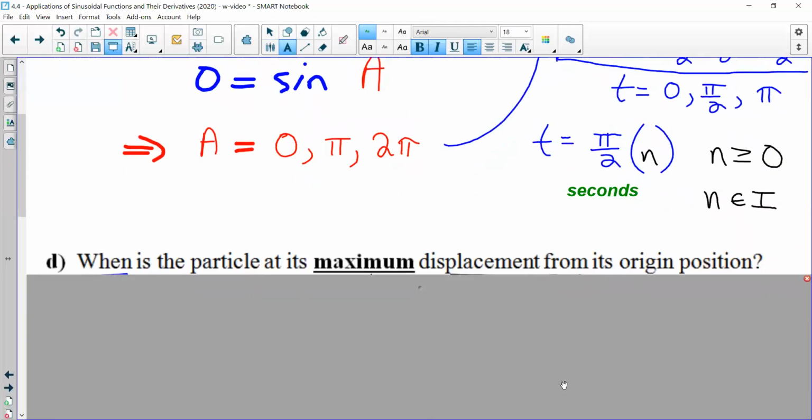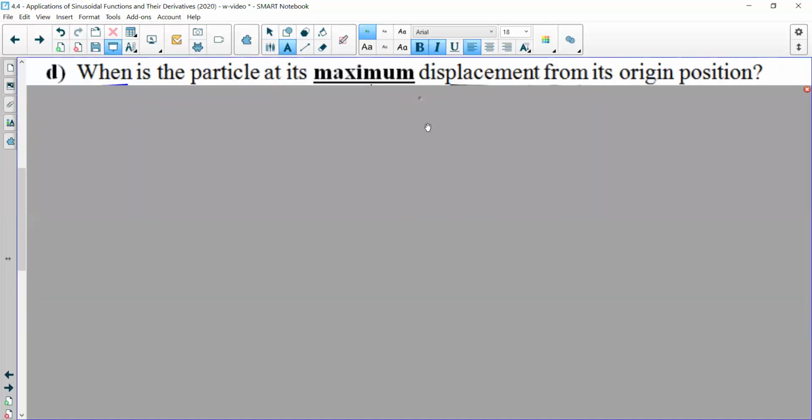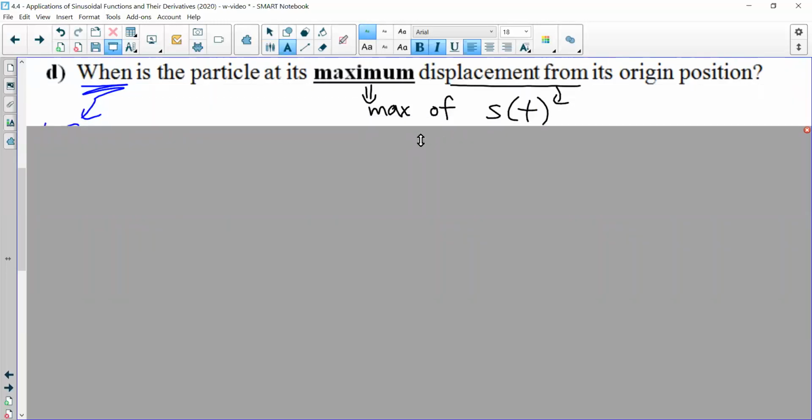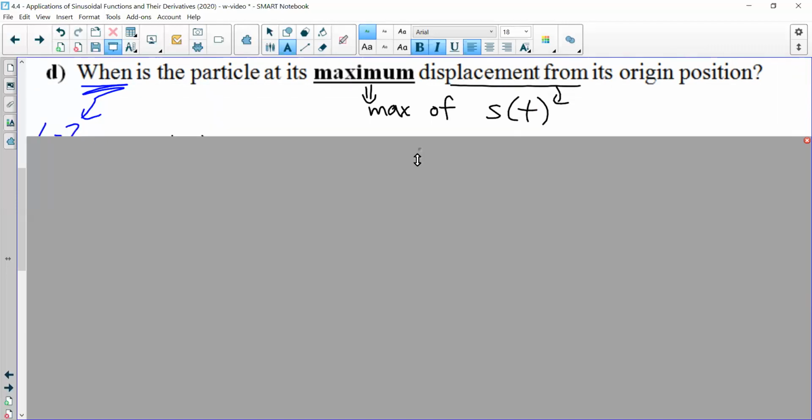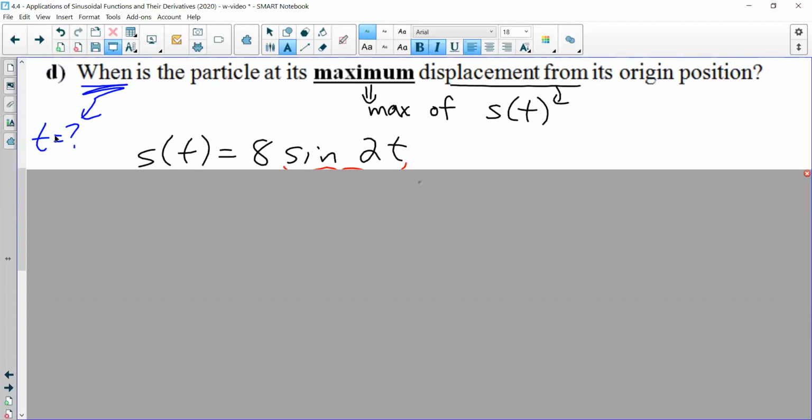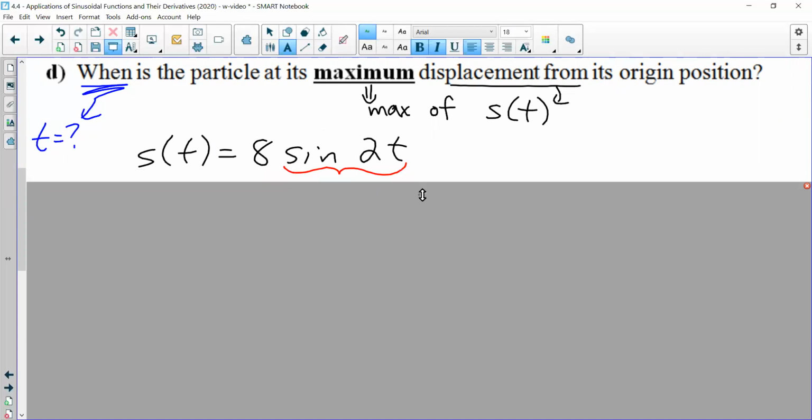Okay, and another part, when. So again, time. When is the particle at its maximum displacement from its origin position? So maximum displacement then means the maximum for the displacement function. And again, you don't have to get too complicated. So you're trying to find t, there's your displacement function. When is this function at a maximum? You can feel free to do a little sketch and try to work it out with a graph as long as it's roughly sketched out that way.